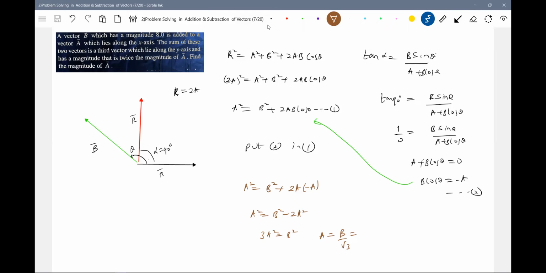I think some mistake happened. 4a square will become, this will become 3a square. 3a square, 3a square, this will become 5a square. This will become a equal to b by root 5. I made some correction. So here we went wrong. 2a square will become 4a square. No, 4a square minus a square will be LHS 3a square. This will be our answer.